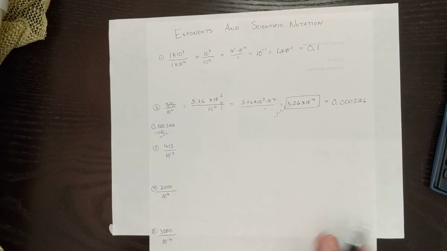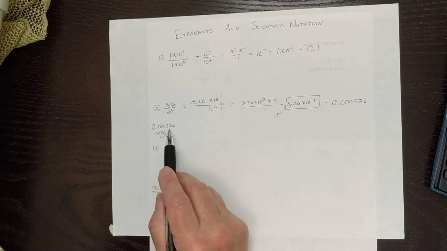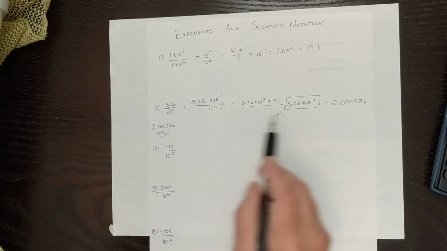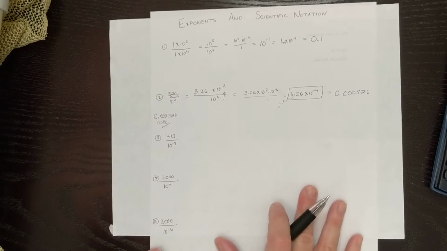Okay. So if you do it by calculator and you need it in scientific notation, then you're going to have to move the decimal 4 places to the right, and it will turn into this when you make it scientific notation. Okay, now I'll do number 3 by hand.